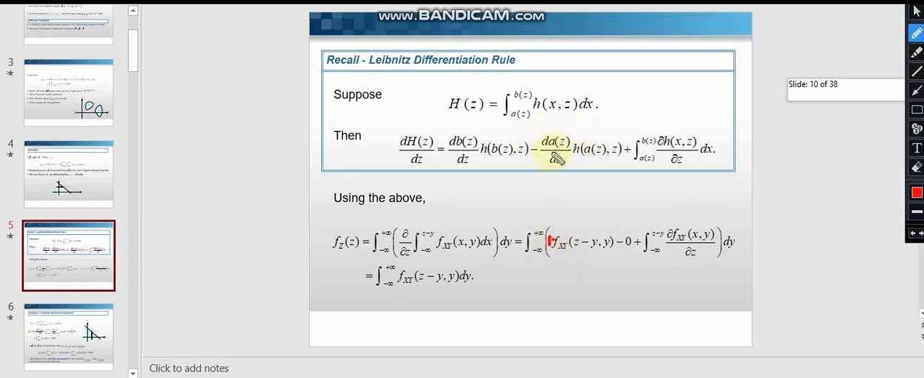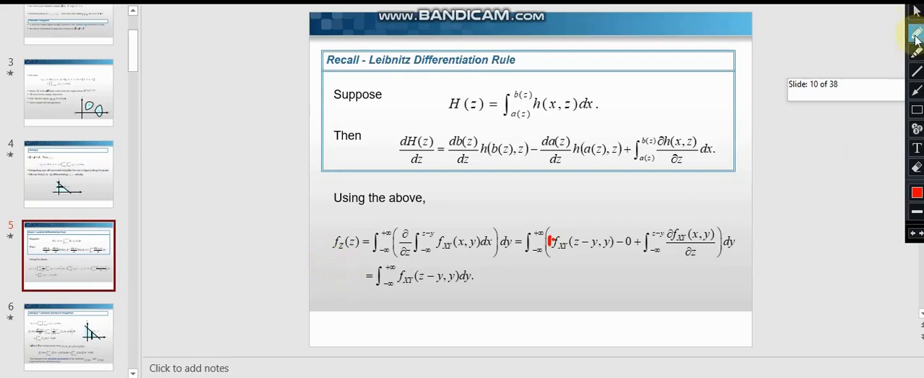This term will vanish, as I already said, that the derivative of this constant is 0. So the third term here, by differentiating with respect to z, I will get this term, which is from minus infinity to plus infinity. So this is the PDF of the new random variable z.